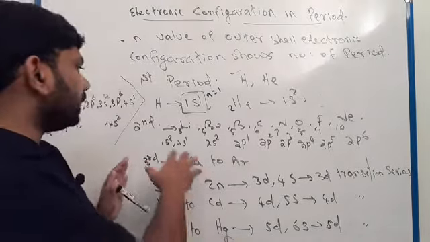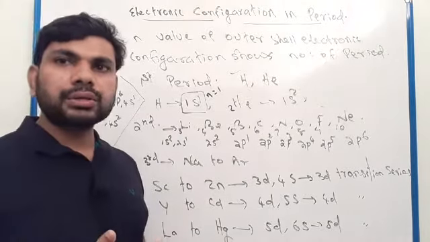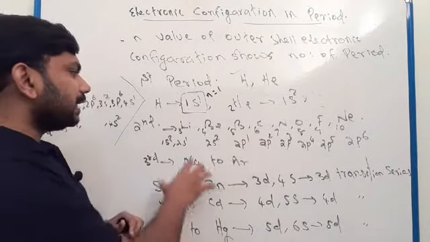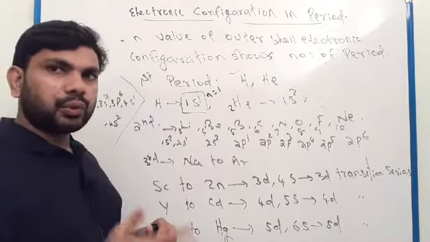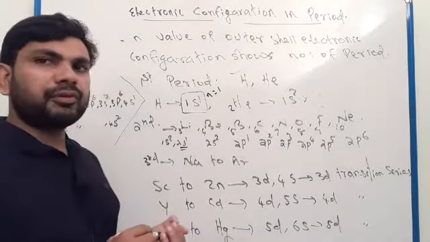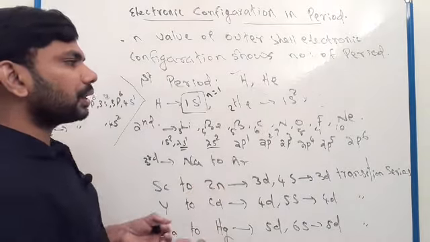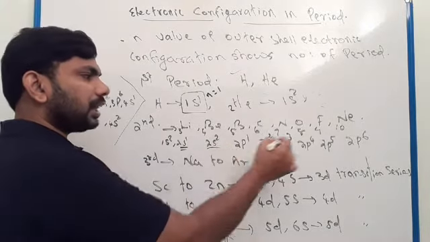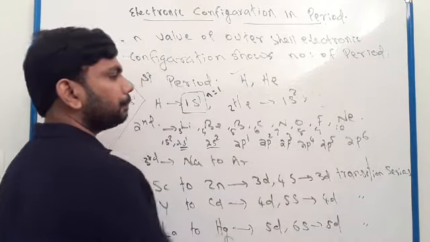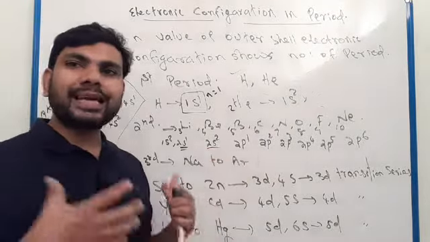Next, when you check the second period, there are lithium, beryllium, boron, carbon, nitrogen, oxygen, fluorine and neon. Lithium, atomic number 3, is 1s2 2s1, so n is equal to 2. Beryllium, atomic number 4, is 1s2 2s2, n is equal to 2. You can check that the outer shell configurations are 2s2, 2p1, 2p2, 2p3, 2p4, 2p5, 2p6. In all cases the n value is 2, so all these are second period.